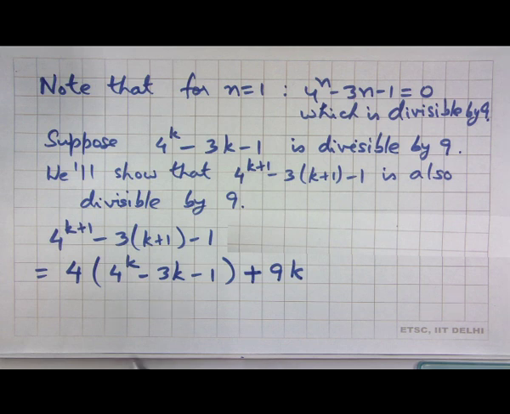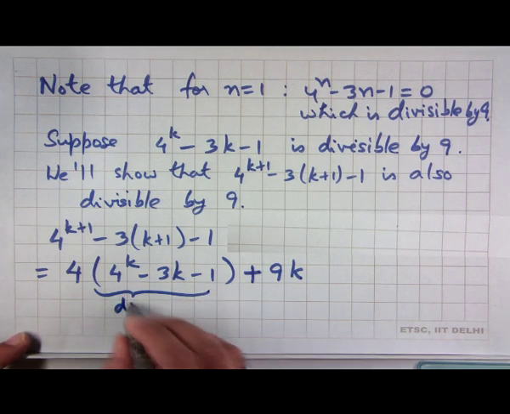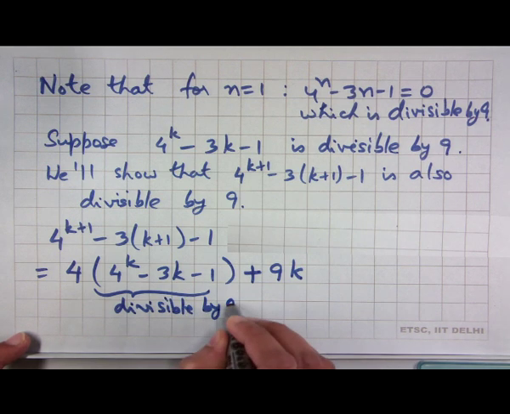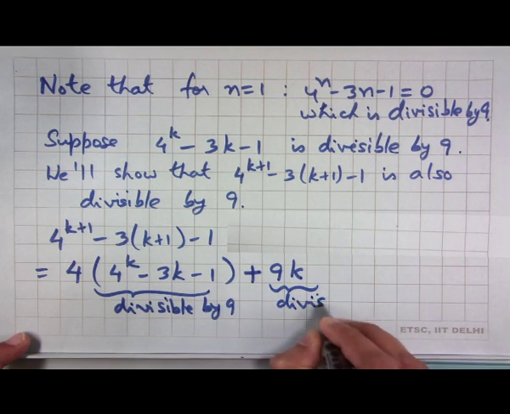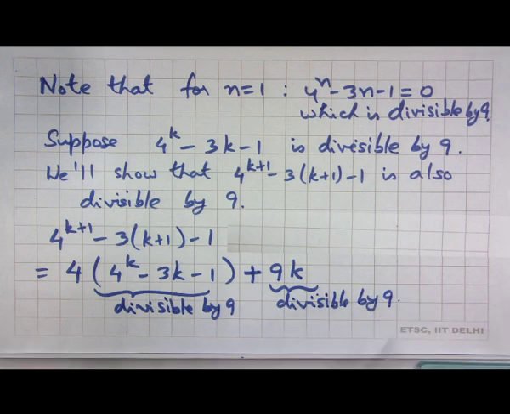So, I have to add plus 9k. Now, what we know is that this part is divisible by 9, and this is also divisible by 9. So, the sum is divisible by 9.